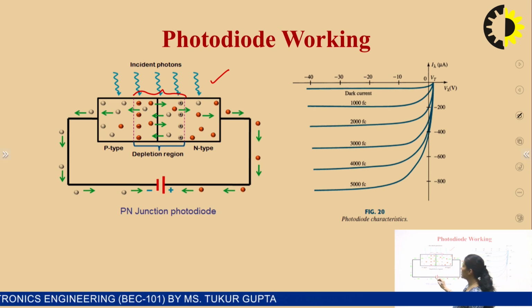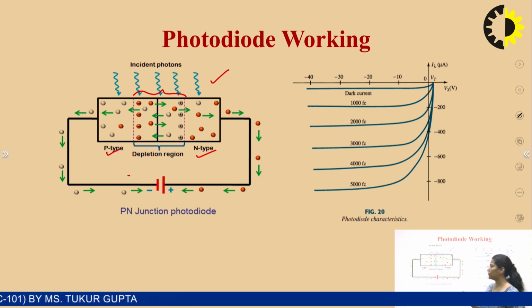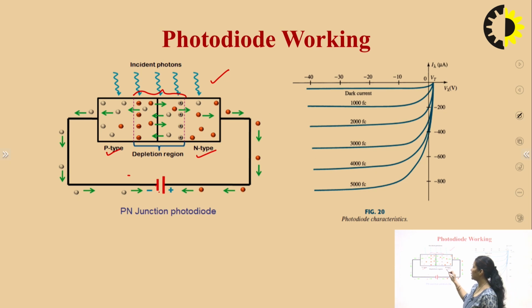We can also see that this is P type, this is N type, and P type is connected to the cathode, that is the negative terminal, and N type is connected to the positive terminal. So this is connected in reverse bias.